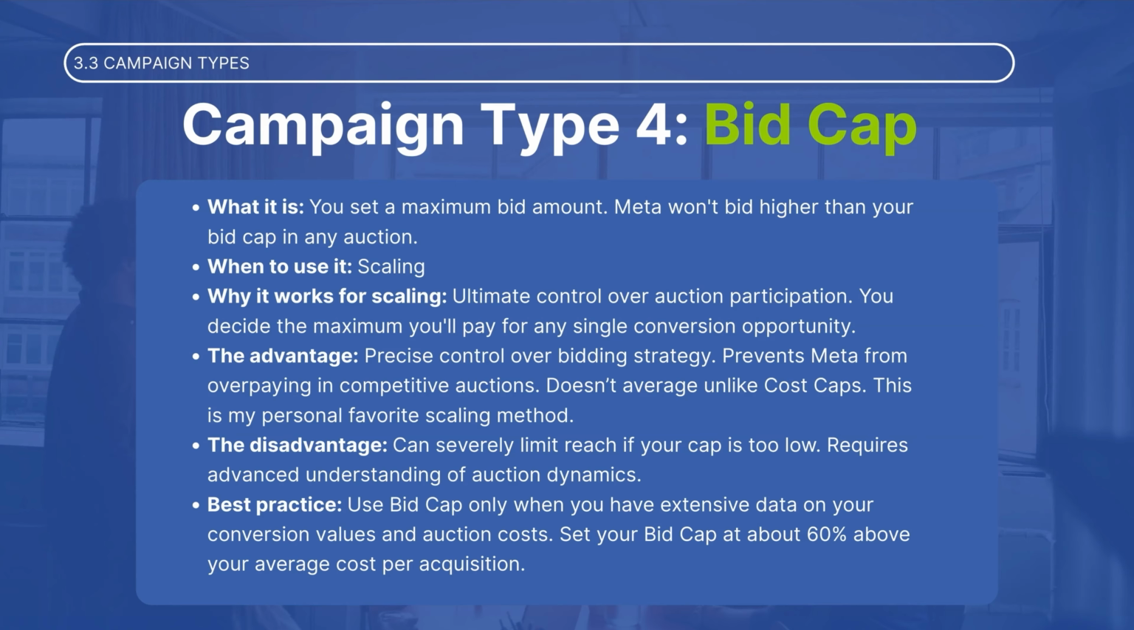Unlike cost caps, bid caps do not average. The disadvantage, can limit reach if your bid cap is too low. This type of campaign requires advanced understanding of auction dynamics. Use bid caps only when you have extensive data on your conversion values. Set your bid cap at about 60% above your target cost per acquisition. Bid caps are my favorite scaling method.